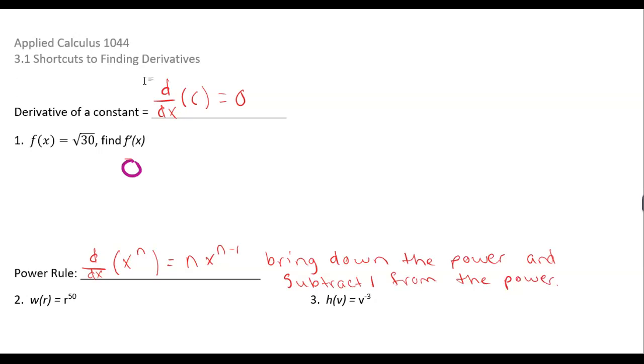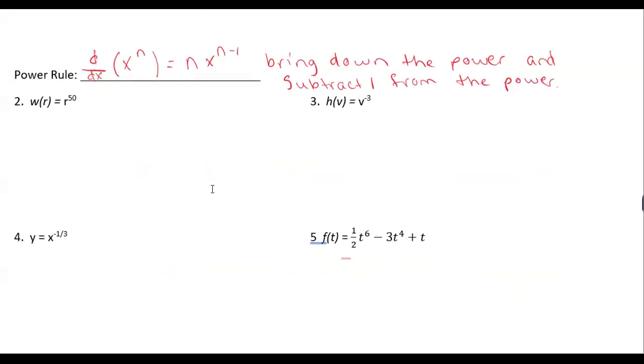So let me show you what this means. Right here, we have w of r equals r to the 50. Well, w of r, so we want to find the derivative. So that would be w prime of r. This is some variable raised to a power. So our rule says you bring down that power, so that would be 50. Rewrite your variable, so that would be r. And then raise it to the n minus 1. So take your power and subtract 1. So 50 minus 1 is 49.